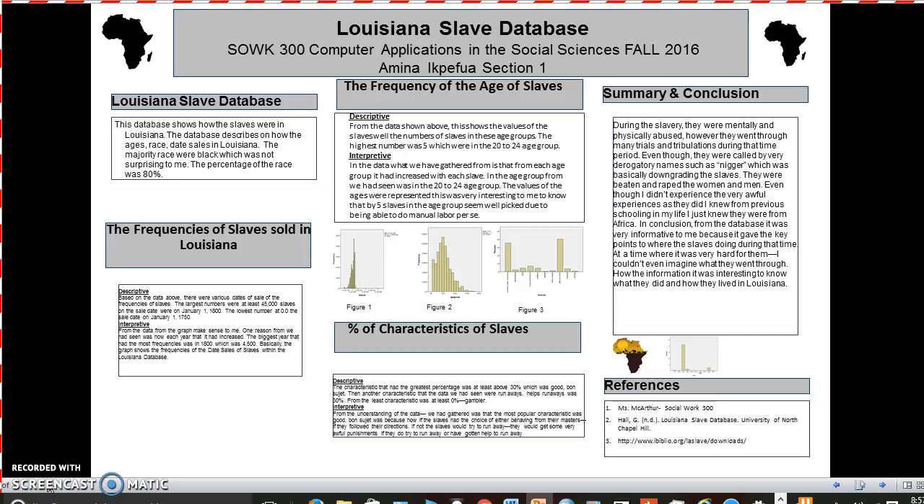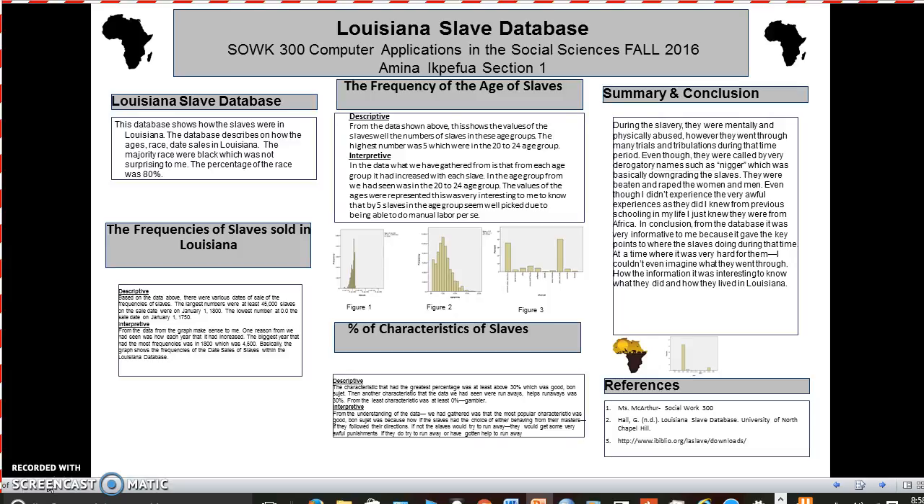So my summary is that during slavery, they were mentally and physically abused, beaten and talked down to, which was very heartbreaking. They went through many trials and tribulations, even though they were called very derogatory names, which was downgrading them. I previously said they were beaten. The women were raped, of course.